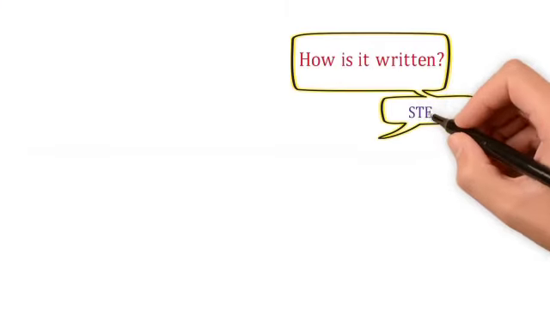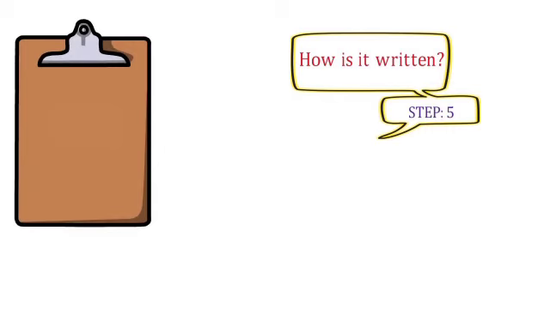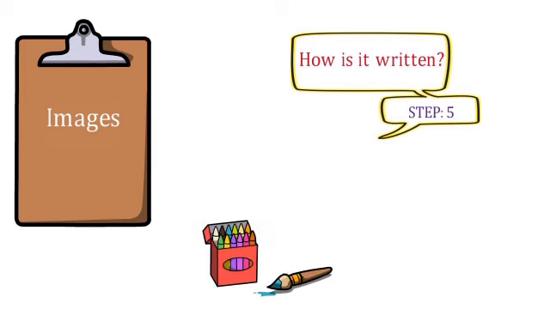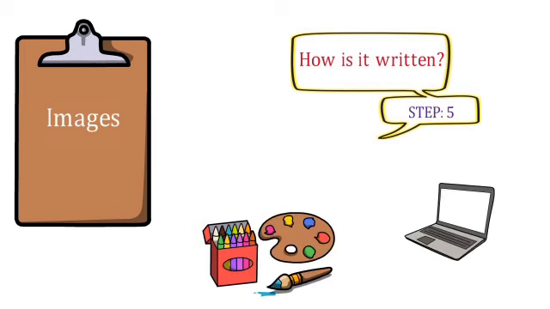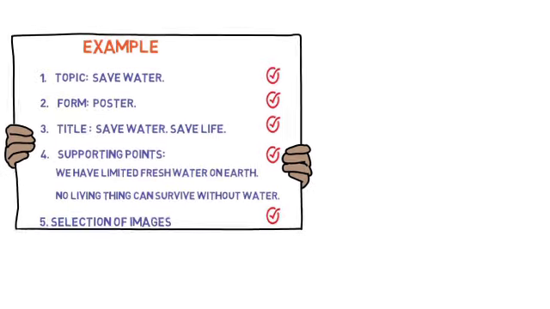Step 5. This step is about finding some images or pictures to put on your poster. So this is the fun part. You can even draw these images yourself or find some on the internet. Yay, we have completed our 5 steps to poster making. Thank you for helping me. Our poster is ready.